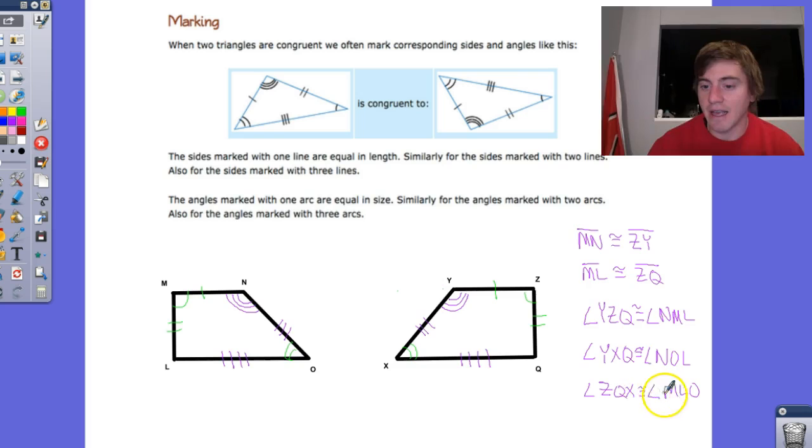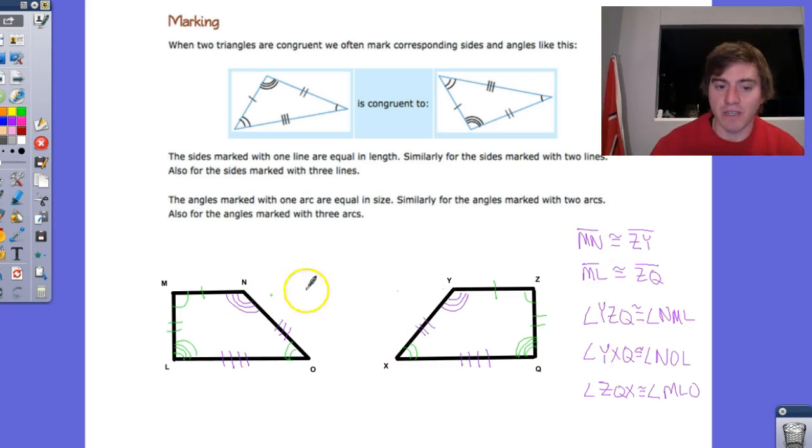ZQX and MLO. ZQX, MLO. Okay, these are already marked with 3, so I can't use 3 because that's already taken right there. Otherwise, I'd be marking it congruent to that one. So I've got to go all the way to 4 here. 2, 3, 4. These have 4, these have 4, these are matched up. Okay, so we're done with the ones that were written out.